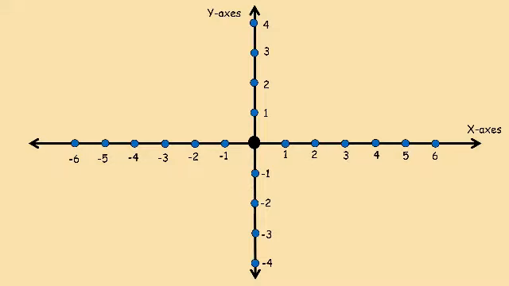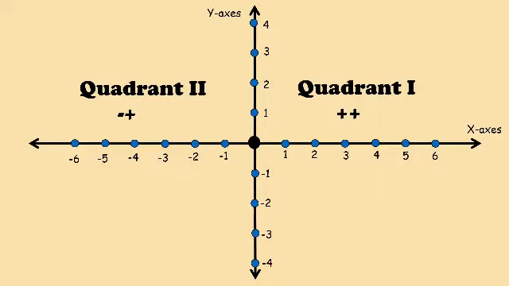The area with positive x and y is called quadrant 1. The area with negative x and positive y is called quadrant 2. The area with negative x and y is called quadrant 3, and the area with positive x and negative y is called quadrant 4.